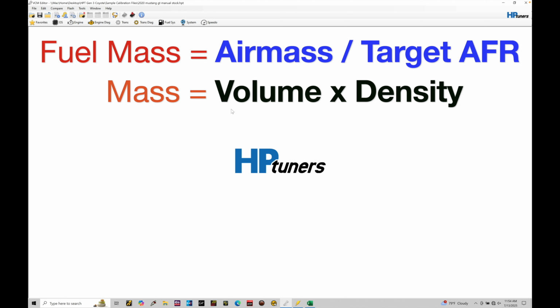Now, when we're referencing air mass, and we're talking about a Mustang, we have a mass airflow sensor that's going to be measuring how much air mass comes into the engine at any given time. Now, that's going to definitely give us a good representation of the volume of airflow, and it's also going to give us a good representation of some of the density.